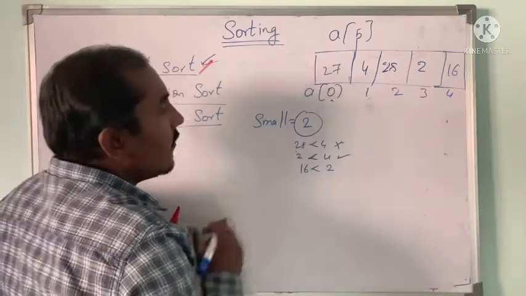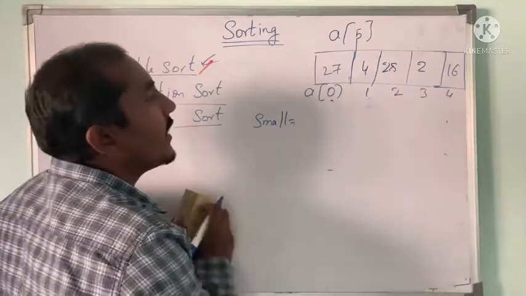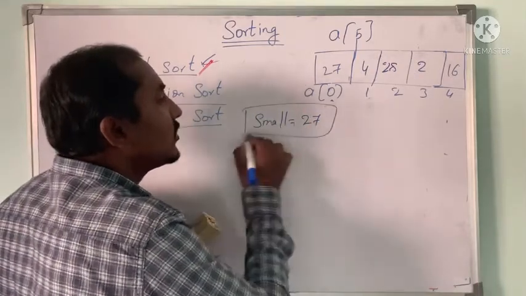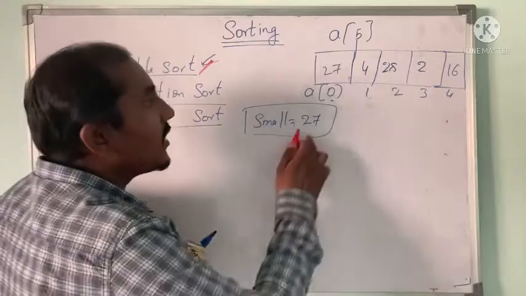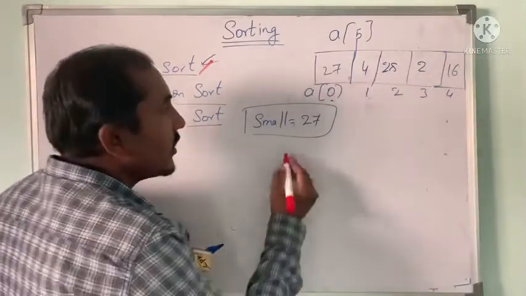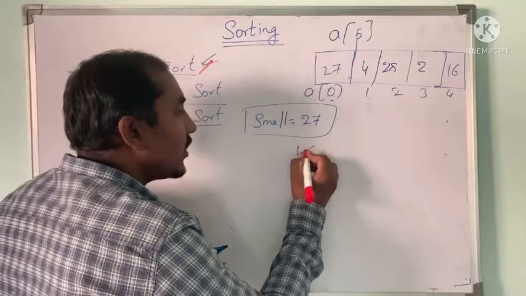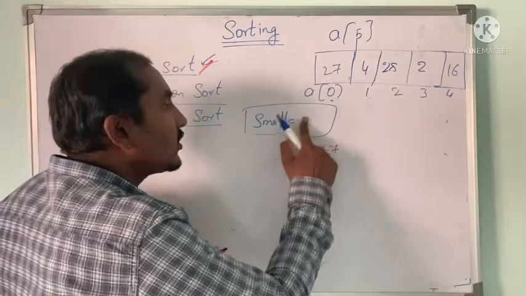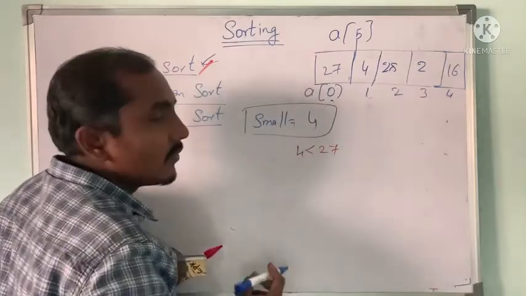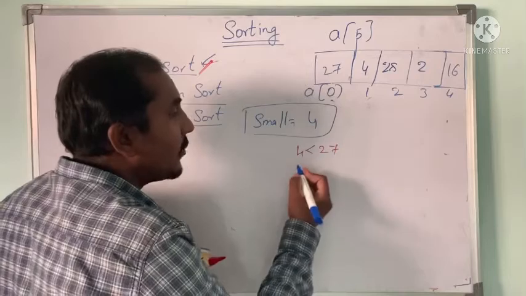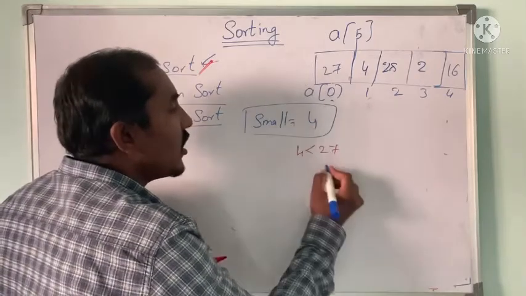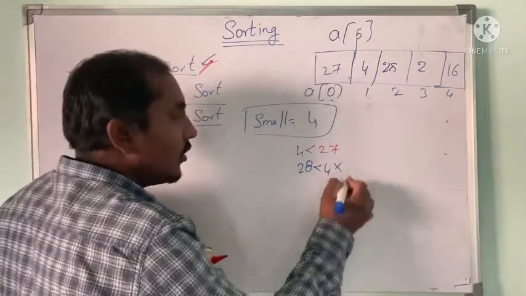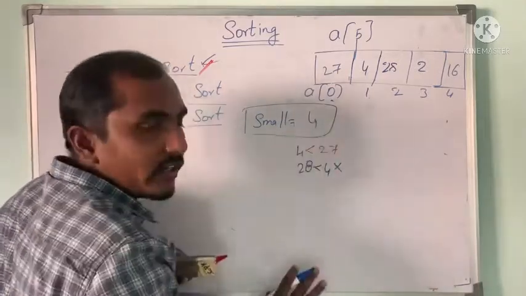So when I consider the smallest element, in the given array, the first element is 27. I will consider this as the smallest element. This element will be compared with all the other elements. In the sense, I am going to compare whether 4 is less than 27. So this is true. If that is true, the smallest element is now 4. Now again, for the second comparison, the smallest element is 4. Whether 28 is less than 4? No, this is false. So the smallest element will remain 4.